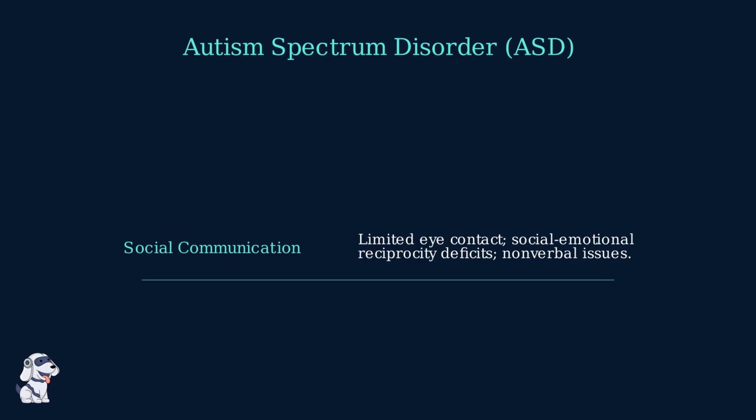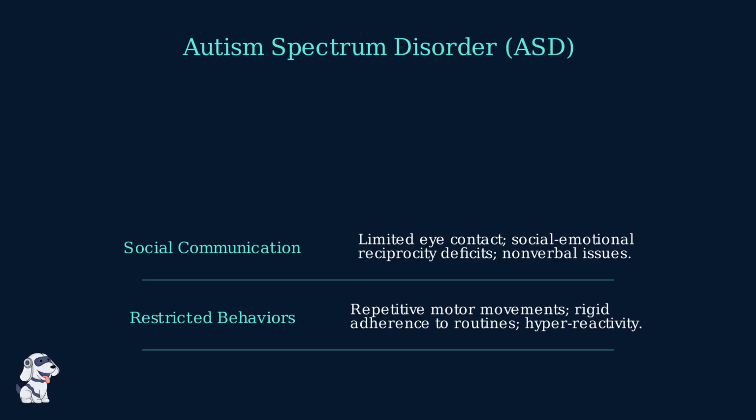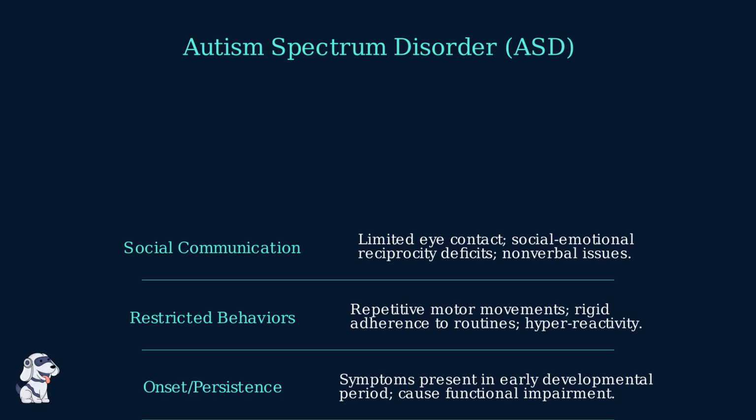Autism spectrum disorder, or ASD, is a neurodevelopmental condition characterized by significant challenges in social interaction and the presence of restricted, repetitive behaviors. The diagnostic criteria focus on specific pillars, starting with social communication, restricted behaviors, and onset and persistence. These symptoms are typically present in the early developmental period and can vary greatly in severity across the spectrum.